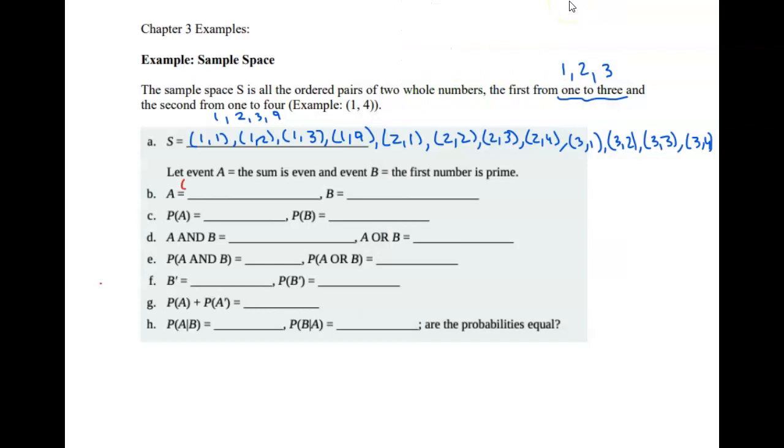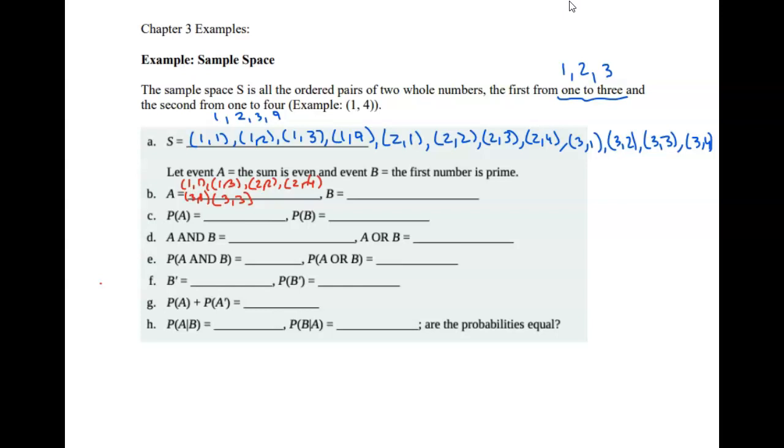So we have (1, 1). That's going to give me an even sum. (1, 3). (2, 1), no, (2, 1) doesn't. (2, 2) gives me even. (2, 4) gives me an even sum. (3, 1). Right? (3, 3). All right, so those are the occurrences in event A.